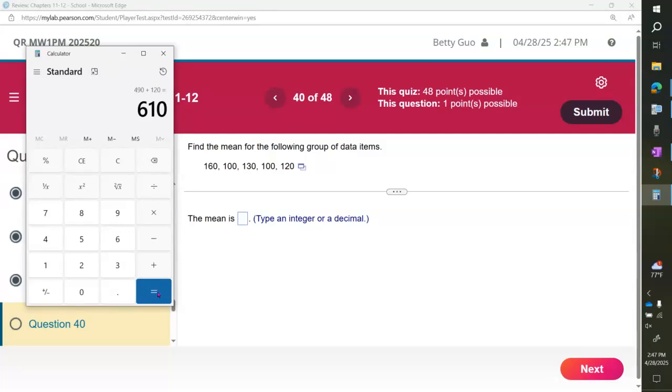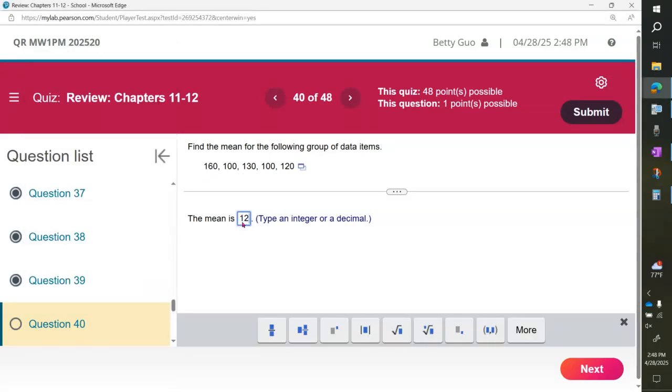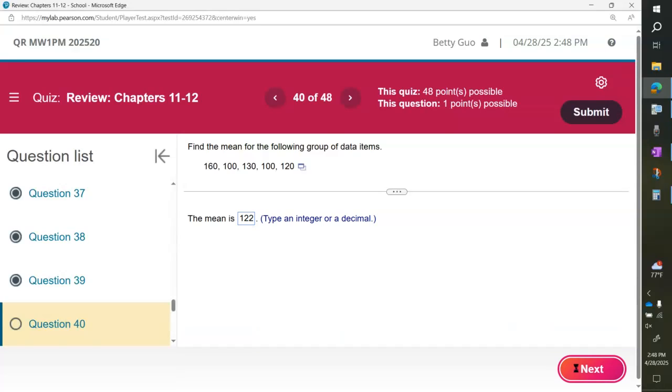Which is 27, 40, 50, 62, or rather 26, 39, 49, 59, 60. Okay, and then divided by 5. 122 is the mean. Okay.